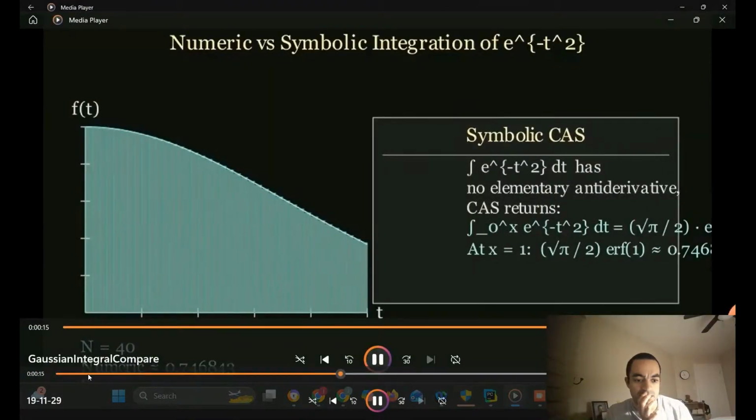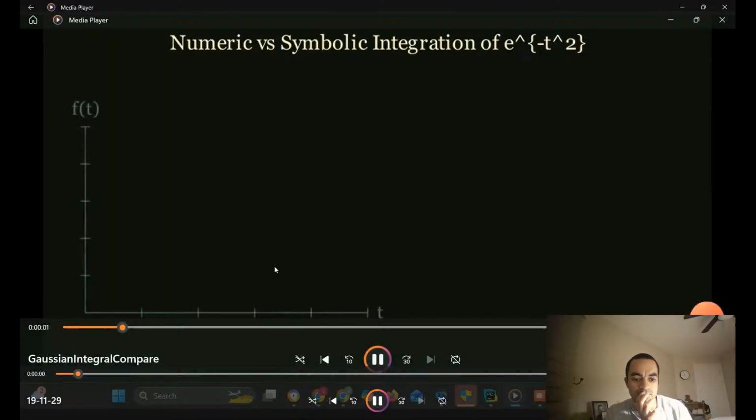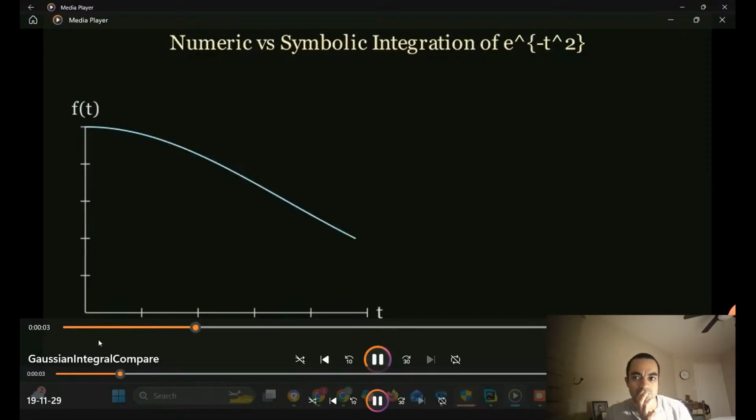Okay, so let me share a screen of the window. I'm going to share the screen right now. As you can see, here is a numeric versus an integral approach to a Gaussian symmetry.